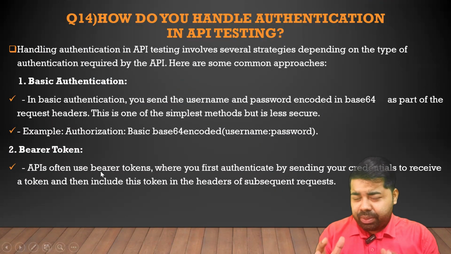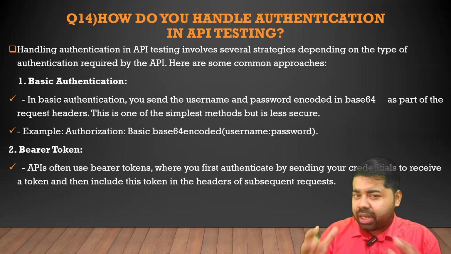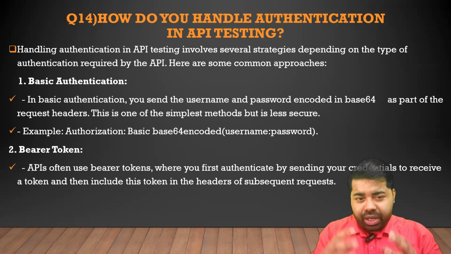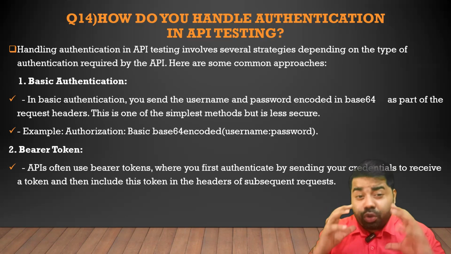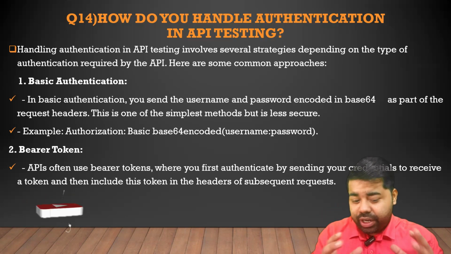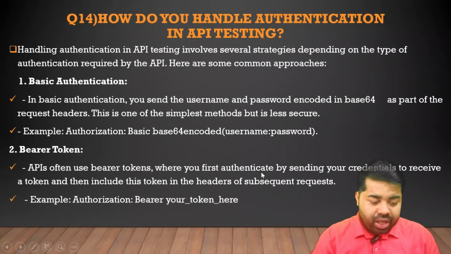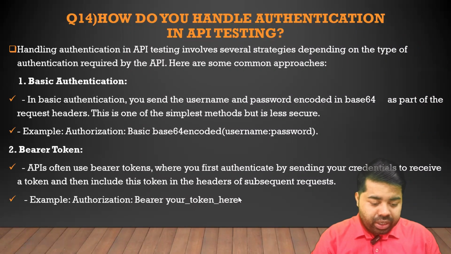In the bearer token, you will get some secret key and password. By using those, we can create a token. Those details you will get from your dev team. APIs often use the bearer token, where you first authenticate by sending your credentials to receive a token, and then include this token in the headers of subsequent requests. This is the bearer token example. We get a token here and we can use it in our header.